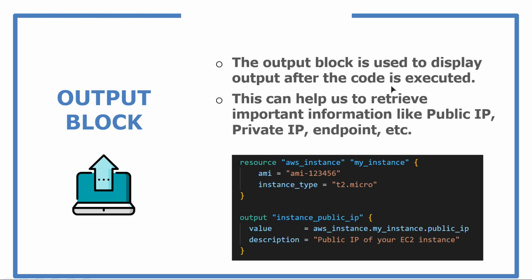It is used to display the output after the code is executed. So the resources will be created, and after they are created, if you want to pick up some values, you can do it with the help of the output block. If you want to pick up important information like public IP, private IP, endpoint, DNS name, or, if you're using static IPs, all this information can be fetched with the help of the output block.